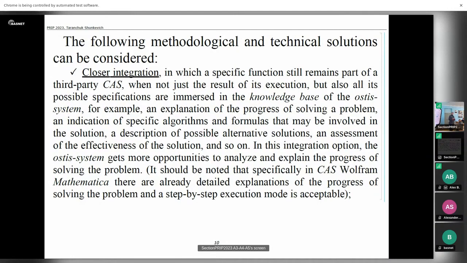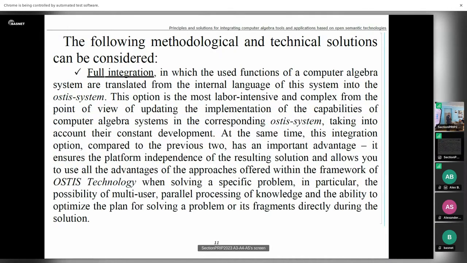And the last way is full integration, when all the used functions of a computer algebra system are translated into the internal language of our semantic system. The main disadvantage is that it's the most laborious way. Of course, it's very hard, we need a lot of time and a lot of resources, but there are a lot of important advantages of that way, like parallel processing, the possibility of multi-user work, the possibility to optimize the plan of problem solving, and so on.